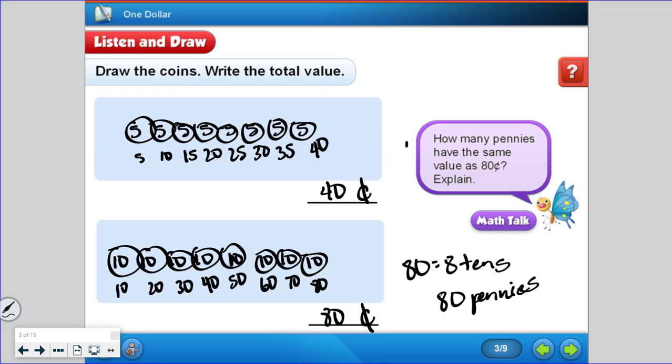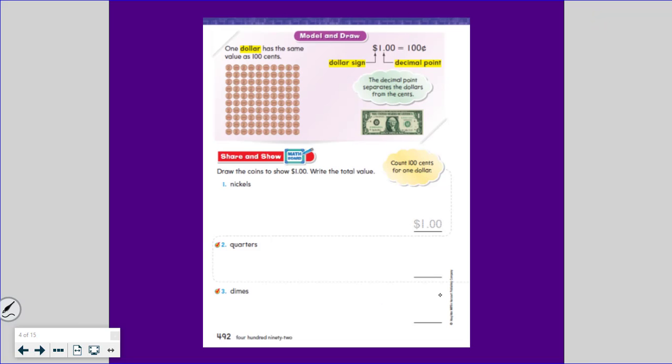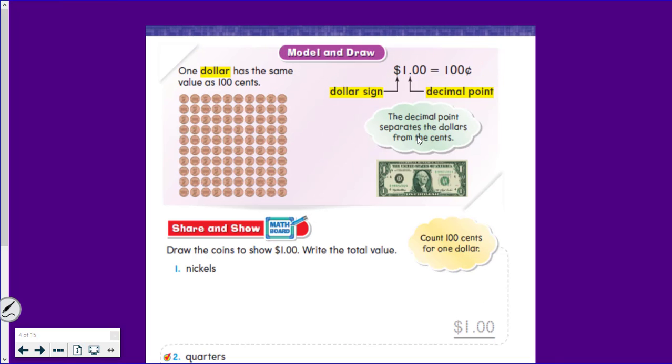Let's go to the next page. The model and draw, the most learningest part of our lesson. It says $1 has the same value as 100 cents. If you count these, there should be 1, 2, 3, 4, 5, 6, 7, 8, 9, 10 in each row. So 10, 20, 30, 40, 50, 60, 70, 80, 90, 100. There's 100 pennies. There's 100 cents.